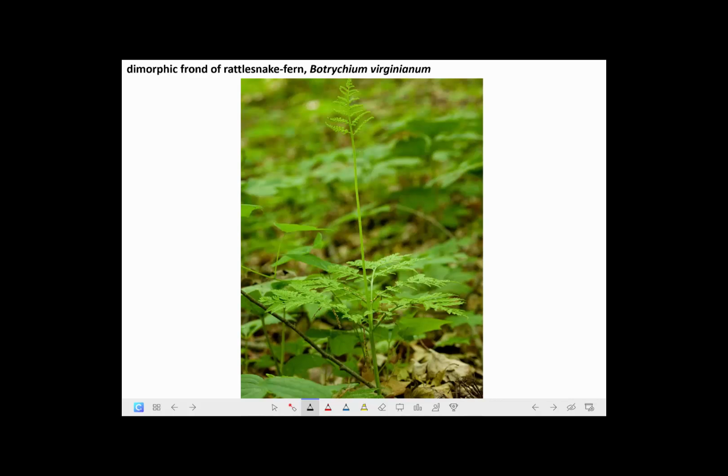Here's a fern that is divided into 2 parts. The lower part is vegetative and does photosynthesis, and the upper part that looks kind of shriveled and withered is the spore-producing part. It's producing many sort of globular sporangia. So this is one leaf that's divided into 2 parts. This is a hemidimorphic frond type, divided into 2 parts, a photosynthetic part and a spore-bearing part.